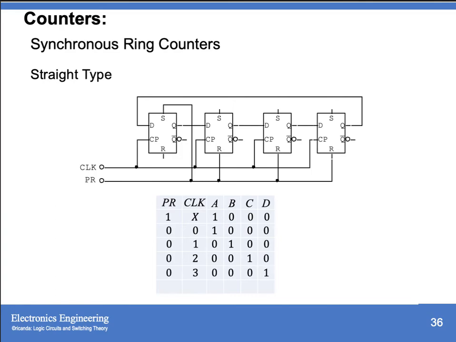Then third clock pulse, your A to B, B to C, C to D, then D to A. And in the fourth clock pulse, your A to B, B to C, C to D, D to A. So this time, it will rotate your value, which is 1, back to its original latch, which is your latch A.